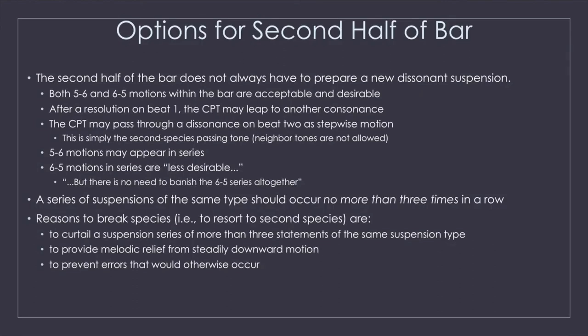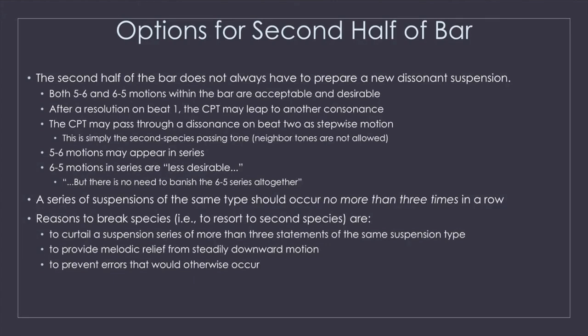5/6 motions, these could appear in series. 6/5 motions, it shouldn't appear in series. That's considered less desirable, and that's because they create an accented series of fifths, or an unaccented series of fifths on the second half of the bar, but they do say you maybe could use it at some points. Okay, a series of suspensions of the same type should not occur more than 3 times in a row.